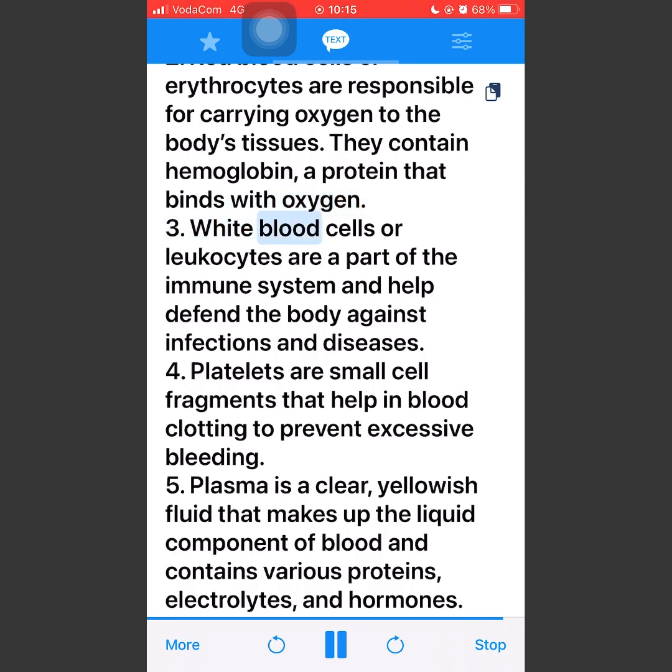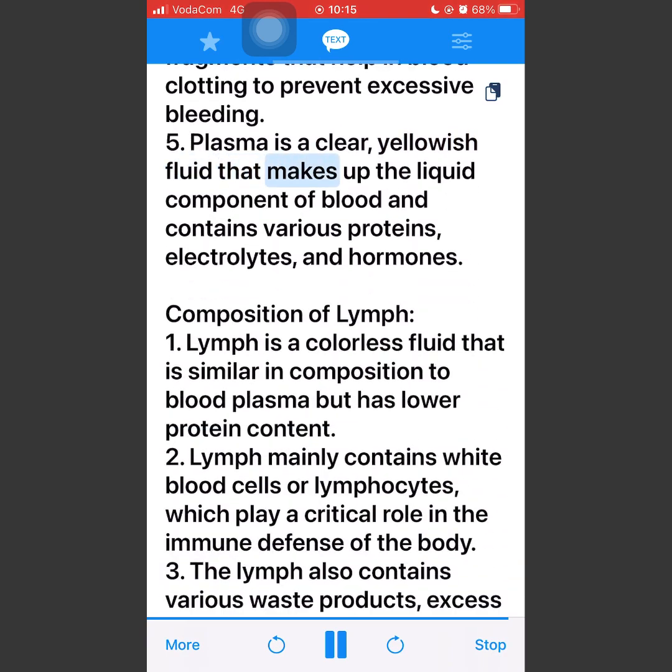3. White blood cells or leukocytes are a part of the immune system and help defend the body against infections and diseases. 4. Platelets are small cell fragments that help in blood clotting to prevent excessive bleeding. 5. Plasma is a clear, yellowish fluid that makes up the liquid component of blood and contains various proteins, electrolytes, and hormones. Composition of lymph.